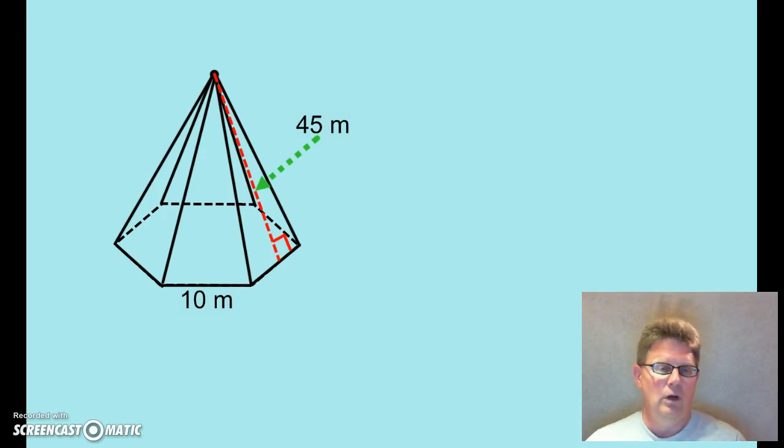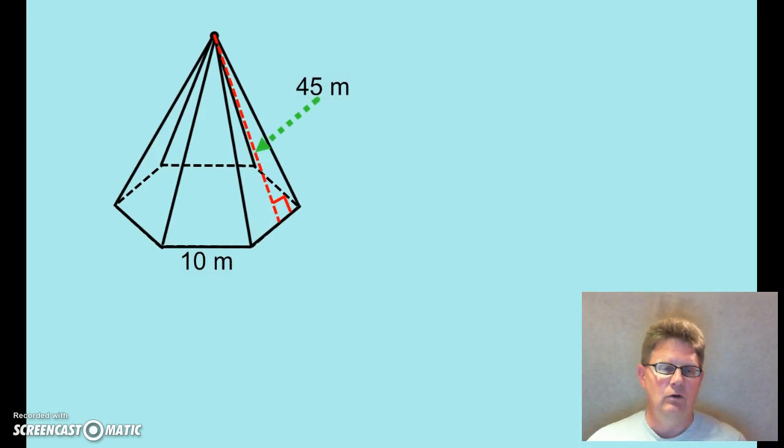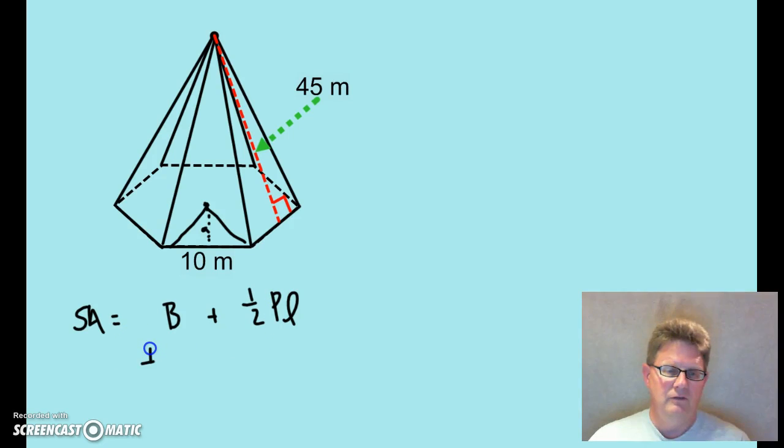Alright? So how about if it's a regular polygon? You're going to have to figure out how big the apothem is. It's going to be this. So let's see here. The surface area equals the area of the base plus 1/2 PL. And that base is a regular polygon, so 1/2 AP plus 1/2 PL.